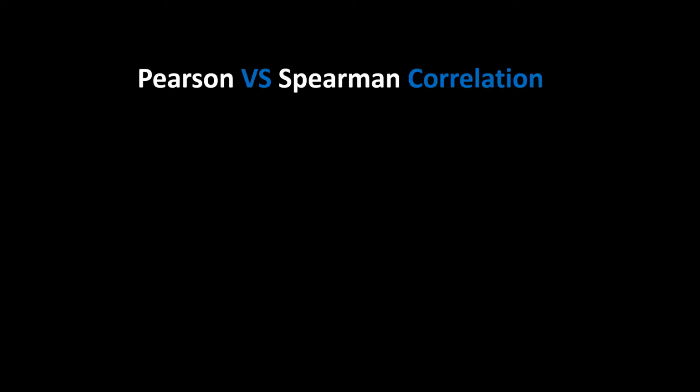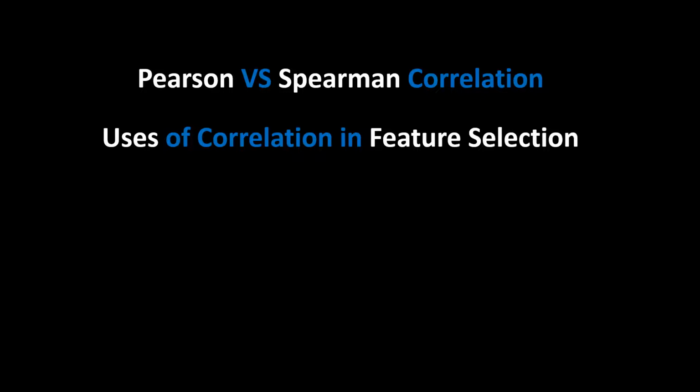Here in this video we're gonna be having a look at three things. First one, a comparative view of Pearson and Spearman correlation. Then we're gonna see how we can use correlation in feature selection when it comes to model building or data science.